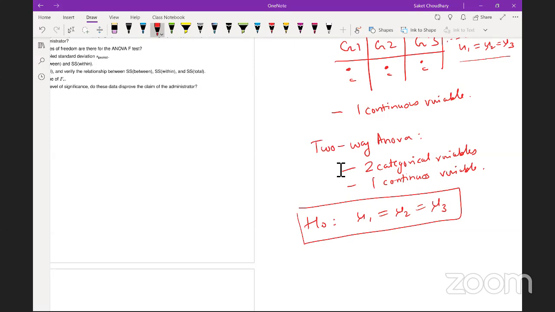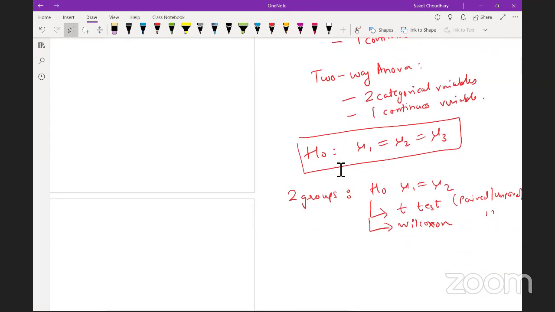Now think of this in a hypothesis testing way. If you just had two groups, then this would be a very simple hypothesis to test. And we have already seen this in class, right? So you can either do a t-test, or you can do a Wilcoxon, the paired or unpaired version of it, depending on how the data looks, right? So why do we need a completely new testing strategy for more than two groups?